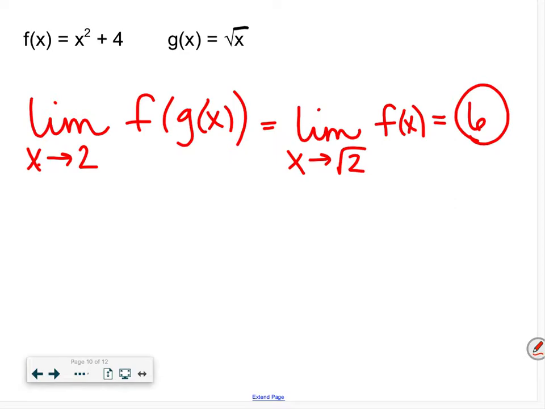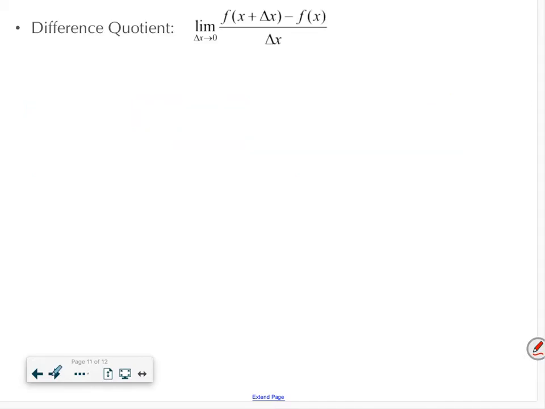Now the last thing I want to talk about is something that connects your quiz from Friday to here. What question is it? 1D, f of x plus h minus f of x all over h. That's what's called the difference quotient. And what we're going to do is actually take the limit of the difference quotient.